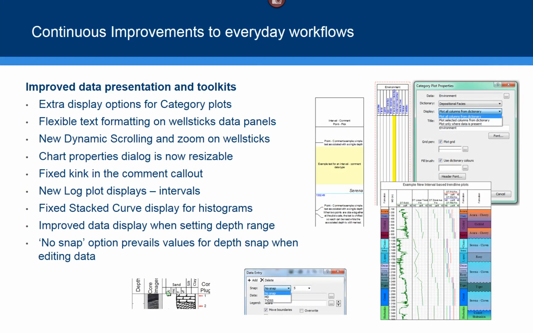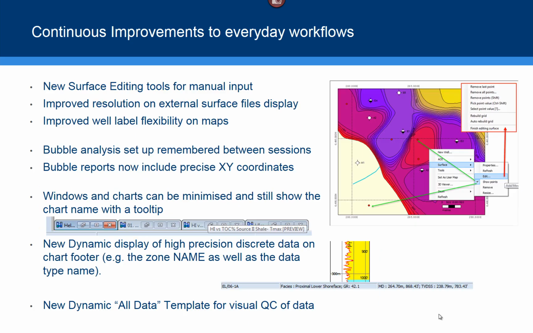A lot of the continued improvements to our everyday workflows have been focused on our charts and our mapping interfaces, that very visual interaction you have within IC 2018. We've added in new displays for our category plots, looked at how we can improve how our log curves are displayed, improved the way that point data can be displayed, and how when editing data you can improve that no snap option.